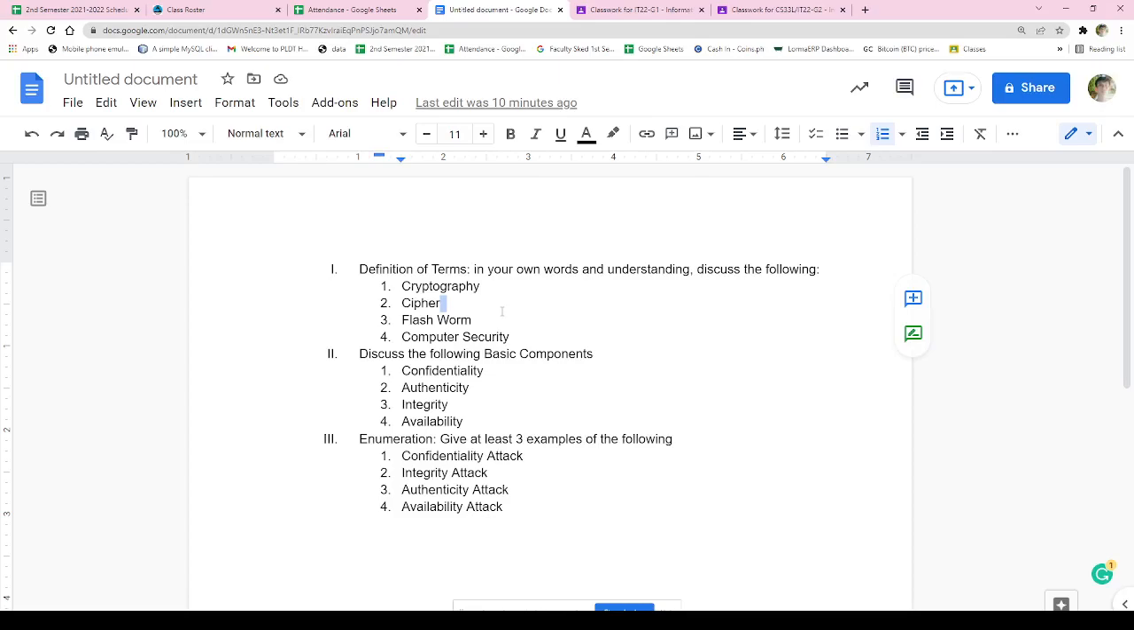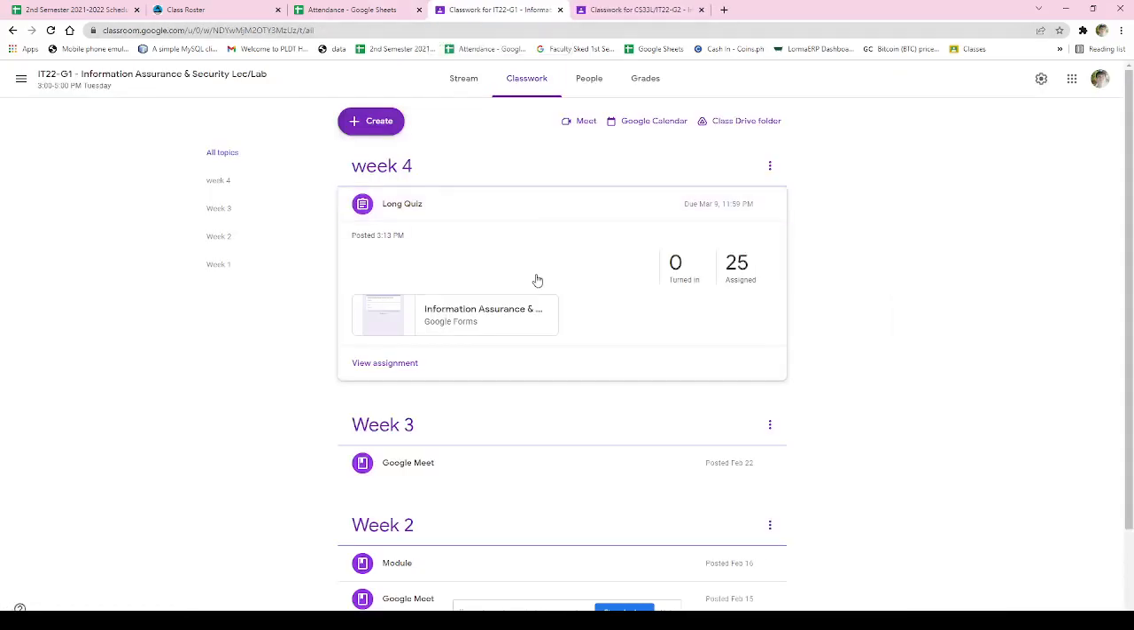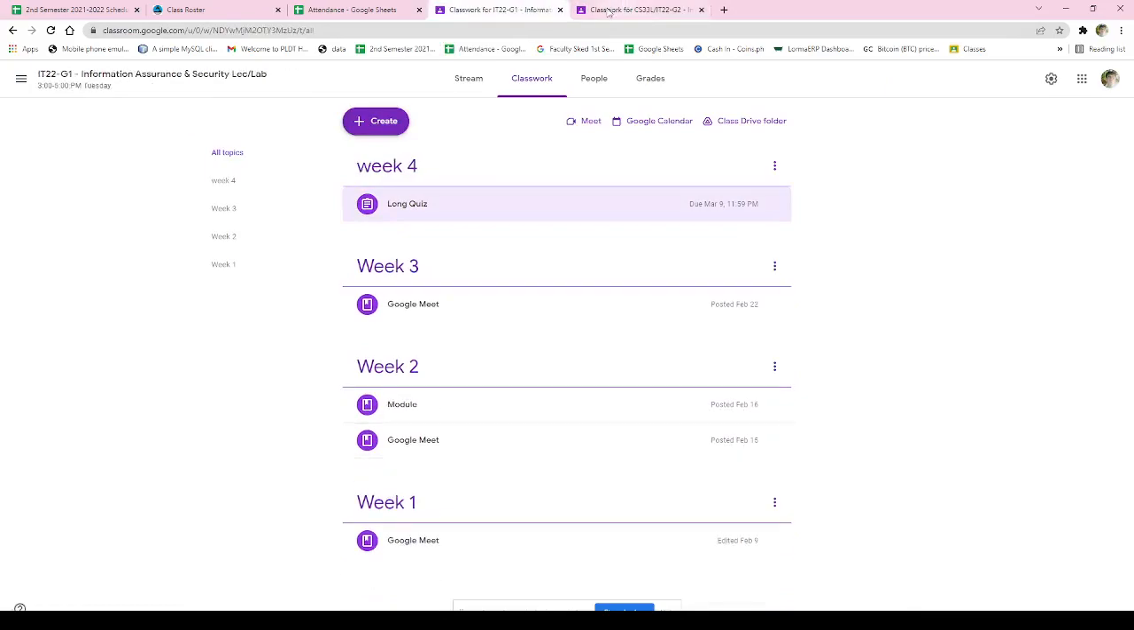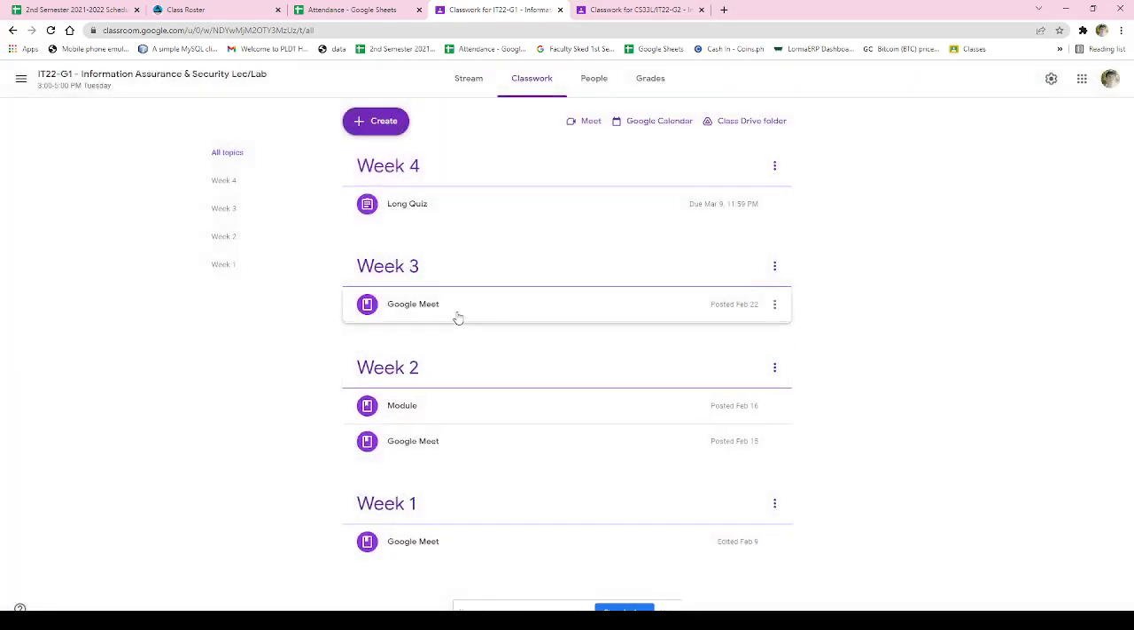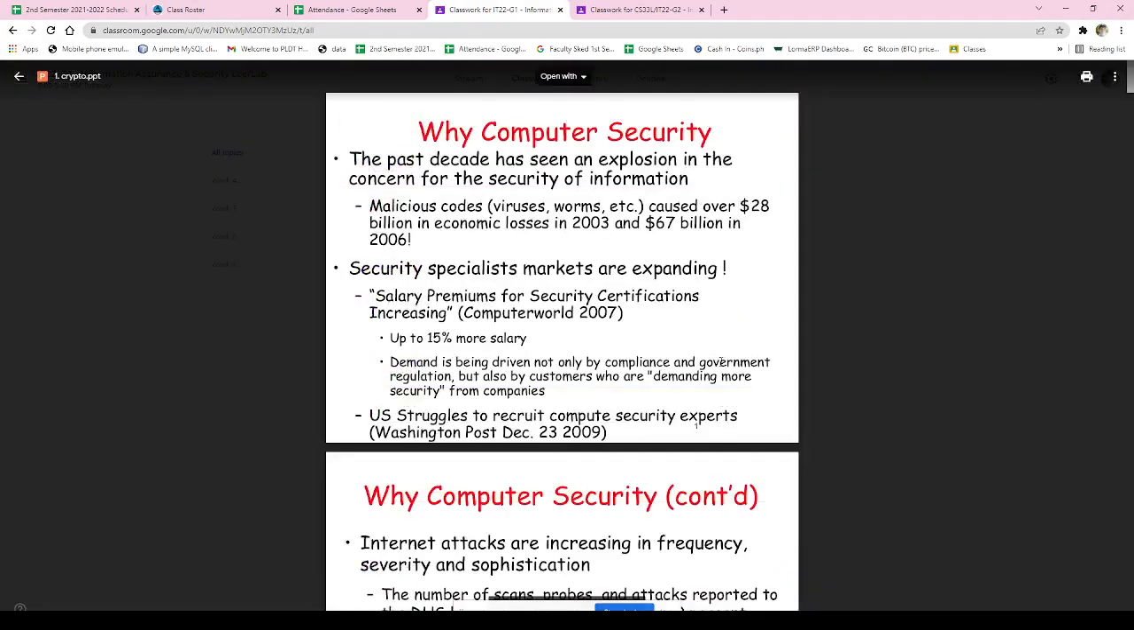And for the enumeration, give at least three examples of the following: examples of confidentiality attack, integrity attack, authenticity attack, and availability attack. So I already posted that here in our Google Classroom for group 1 and group 2. It's in these modules.